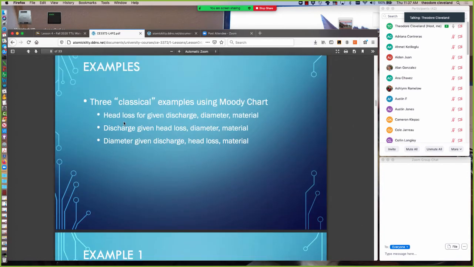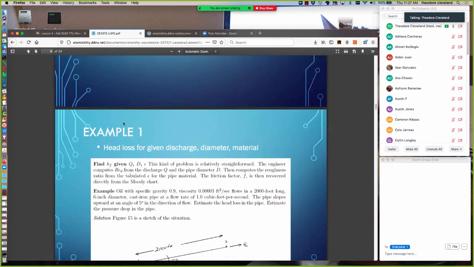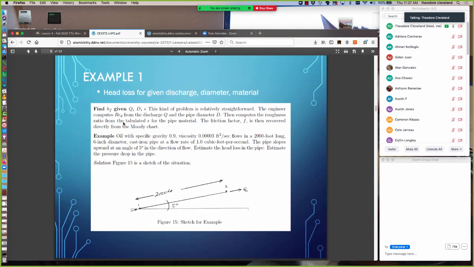So here are 3 examples of the use of the Moody chart. We'll go through these relatively quickly. The classic one from Moody's original 1948 paper is to find the head loss given discharge, diameter, and roughness height. This is what the chart was designed for, so these are pretty straightforward. You would calculate the Reynolds number from the discharge and the pipe diameter, then compute the roughness ratio from tabulated roughness heights for the pipe material, and then the friction factor would be recovered directly from the Moody chart.